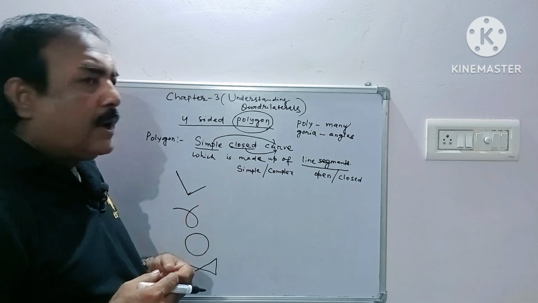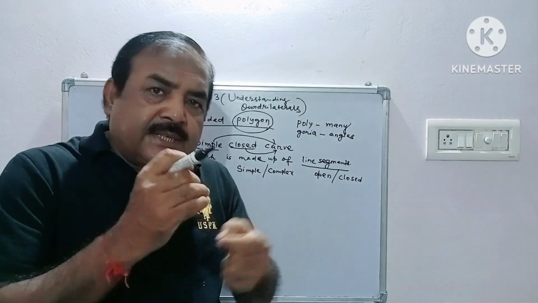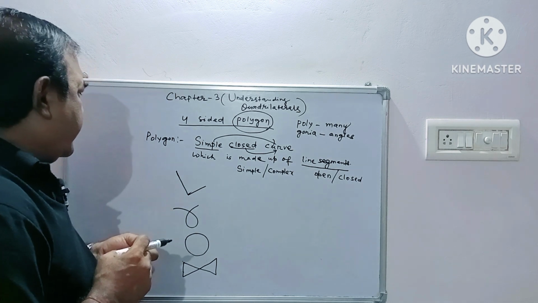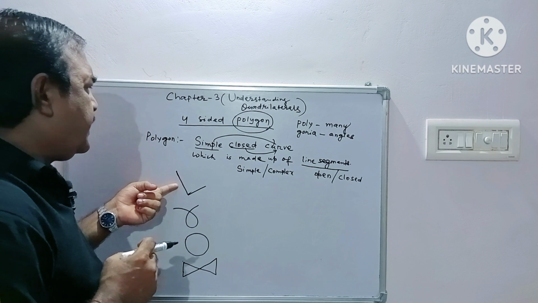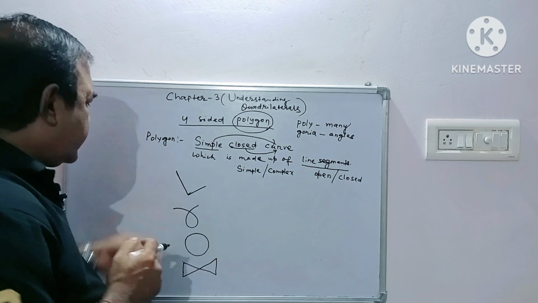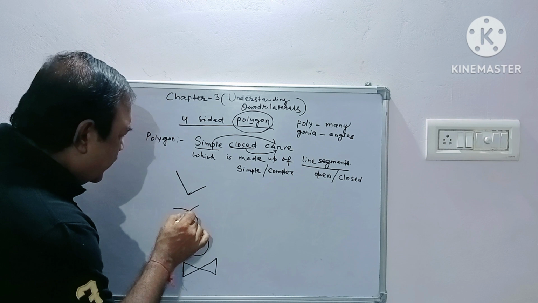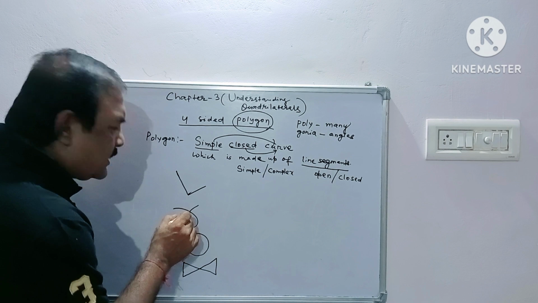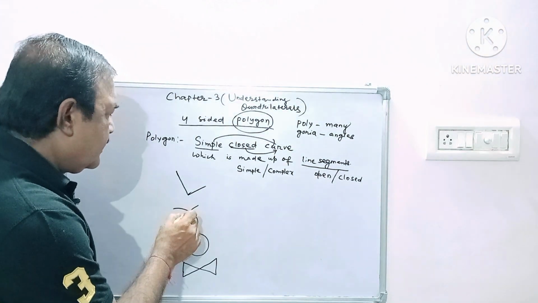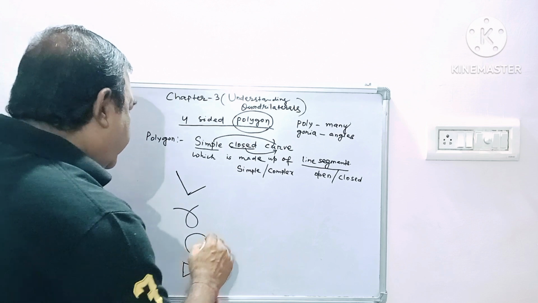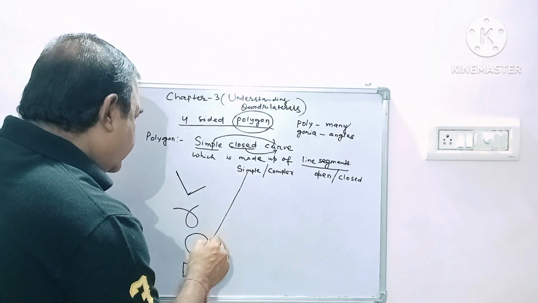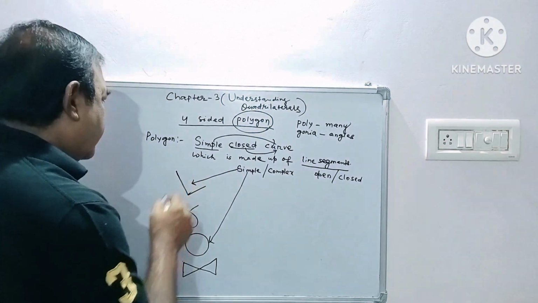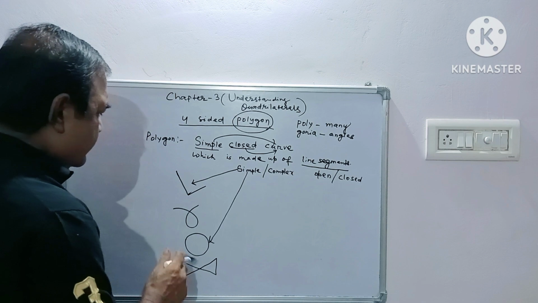You see, simple curve: when the curve intersects itself... there is no intersection here. You see here, there is no intersection. But here is an intersection, because the intersection point is here. The curve cuts itself, intersects itself. So it is the point of intersection. So it is not a simple curve, but this one is a simple curve.